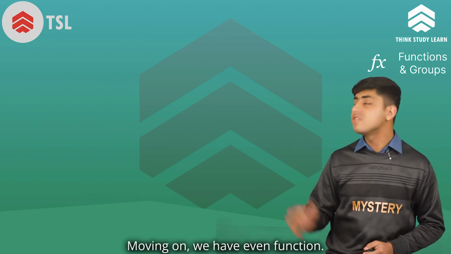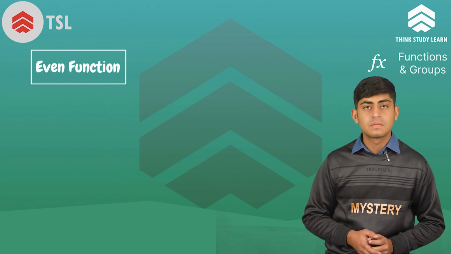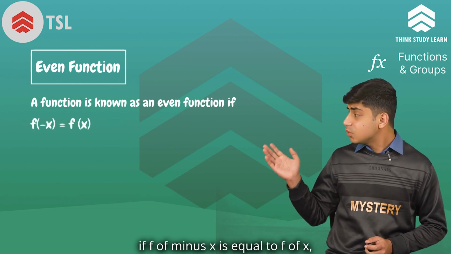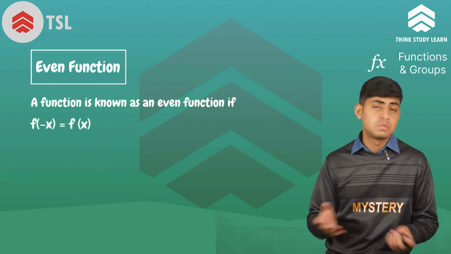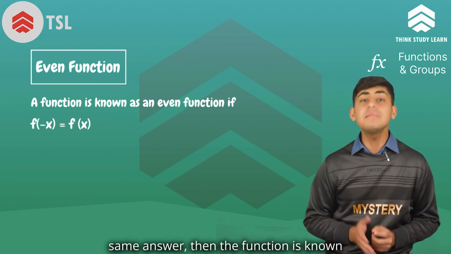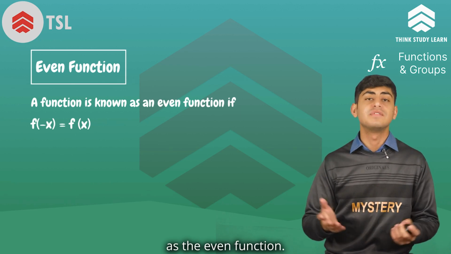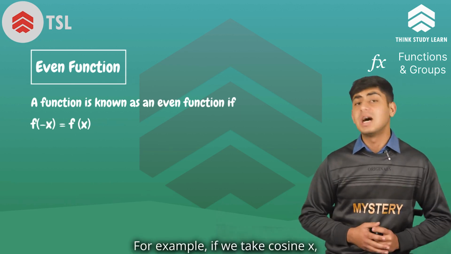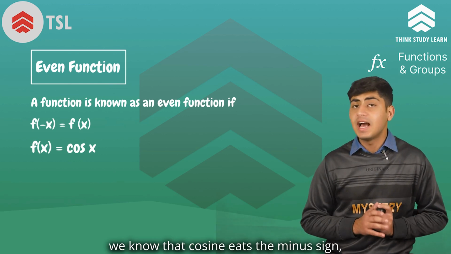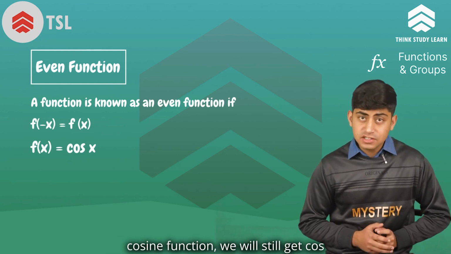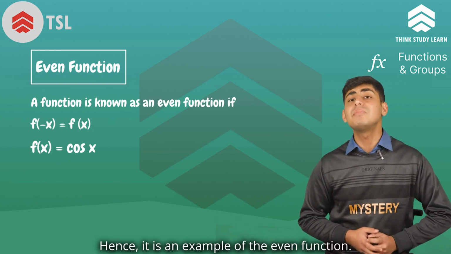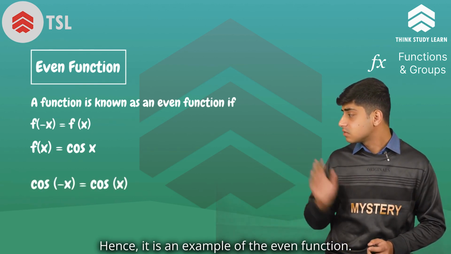Moving on, we have even function. A function is known as even function if f of minus x is equal to f of x. Which means that if we replace x by minus x in the function and we get the same answer, then the function is known as the even function. For example, if we take cosine x, we know that cosine eats the minus sign, so if we replace x by minus x in the cosine function, we will still get cos function as it is. Hence, it is an example of the even function.